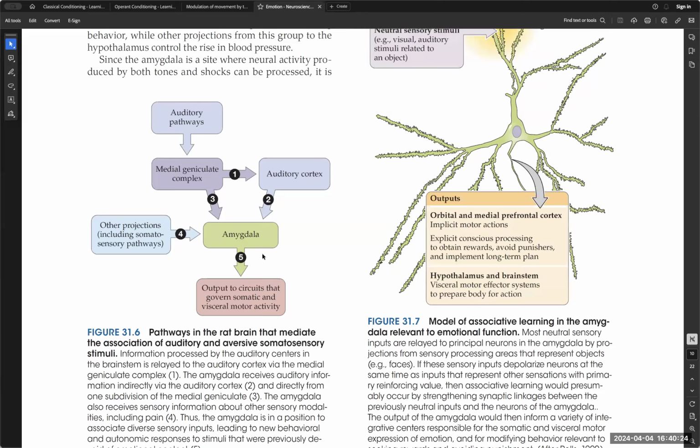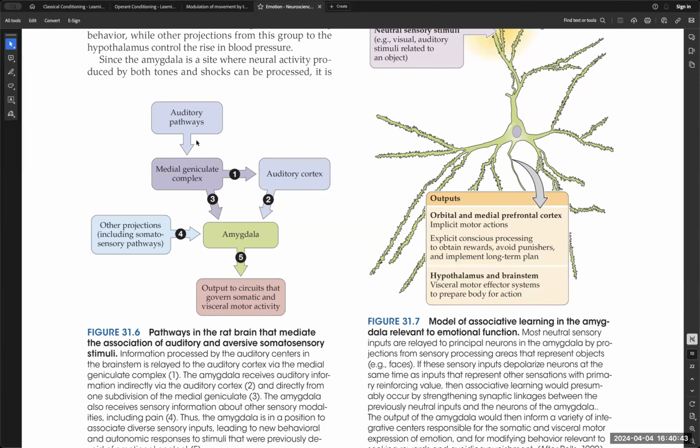So basically, when we have a tone that we're trying to pair to a shock in order to produce freezing, CS, US, and again, response, UR and then CR. How does that happen? The amygdala is really central to that. And if you lesion the amygdala, this kind of learning does not happen. It does not take place.